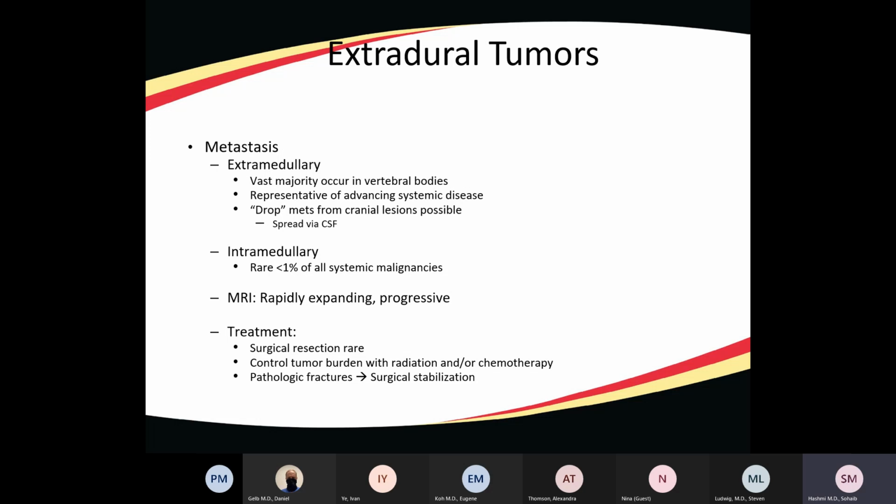The MRI shows it is usually rapidly expanding and progressive, and surgical resection in terms of these tumors is overall pretty rare. It's tumor control with radiation and chemotherapy. And if there is mechanical instability, surgical stabilization for fractures is certainly done to provide the patient more structural support.